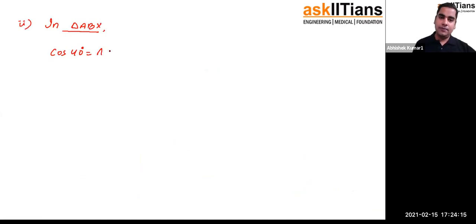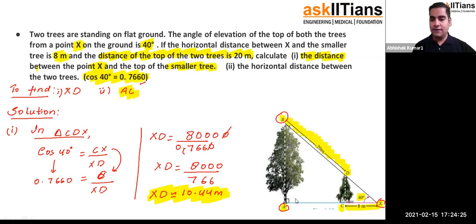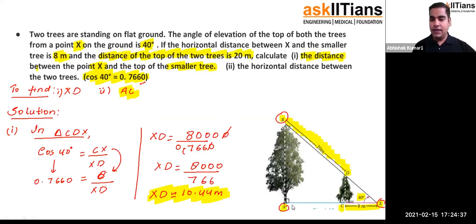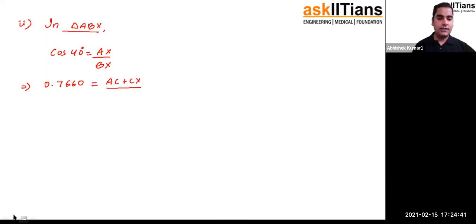So you will have AX upon BX. Cos 40, we all know, is 0.7660. All right, what is AX? AX, if you observe, is AC plus CX. So we can write it here: AX is AC plus CX. And what is BX? BX is BD plus DX.